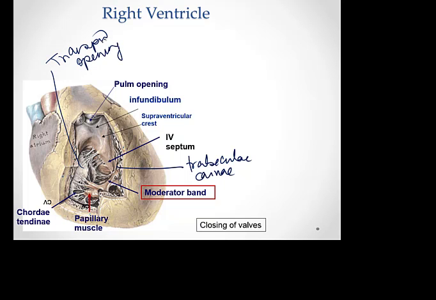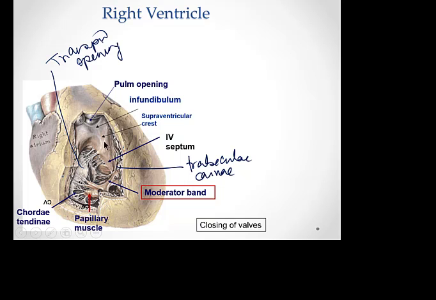And here you can see the 3 cusps or leaflets. 1, 2, 3. And notice attached to these leaflets are these thin cord-like structures, which look like tendons, and are known as chordae tendineae. So at one end, can you see that the cusps are attached to chordae tendineae? And at the other end, these chordae tendineae are attached to the papillary muscles. So can you see that's how the papillary muscles are connected to these cusps, by means of these chordae tendineae.